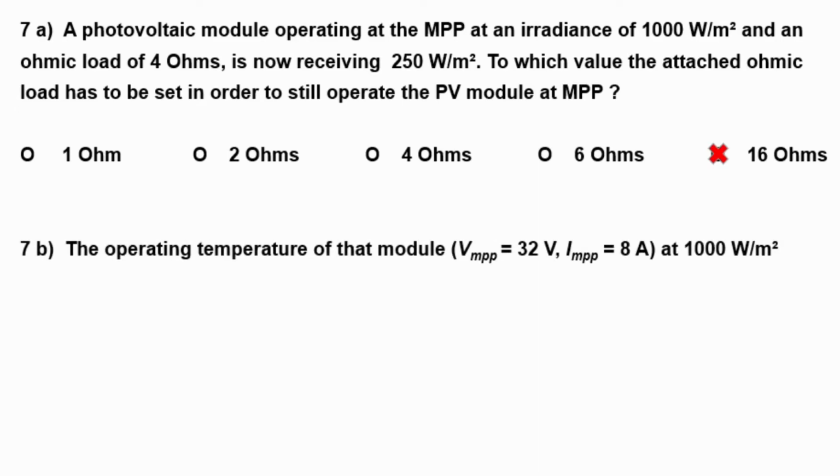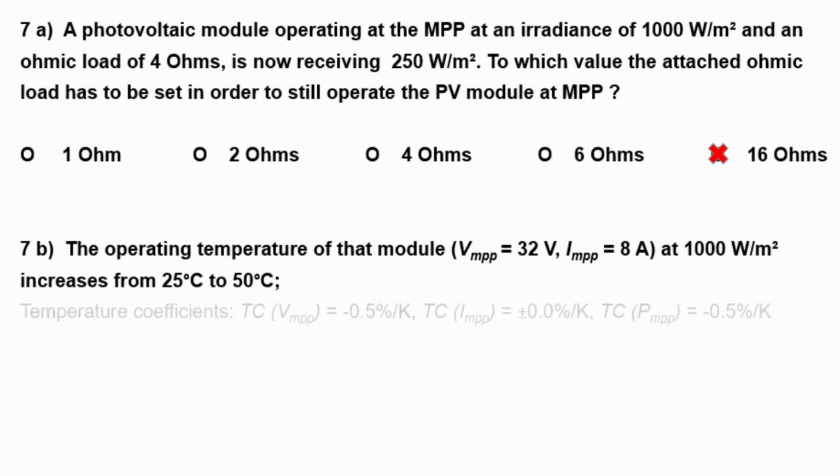What happens if the operation temperature of that module, which operates at 32 volts in the maximum power point and the current at the maximum power point at 8 amps, increases now from the standard test conditions of 25 degrees to actually 50 degrees Celsius. The temperature coefficients are given, so we have a temperature coefficient for the voltage of -0.5% per Kelvin, and for the current it's 0, so this is close to reality because it's very small. And the temperature coefficient for the power output is also -0.5% per Kelvin.